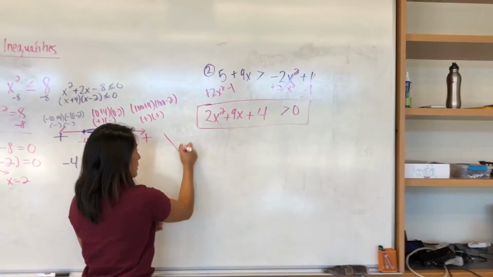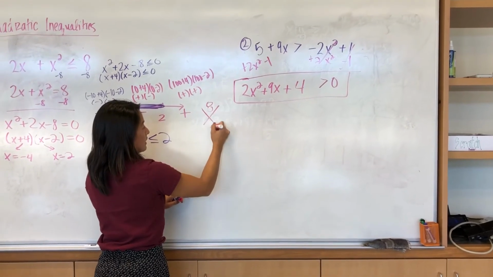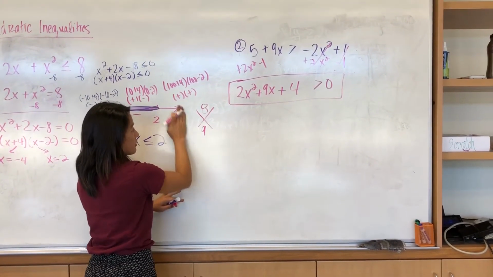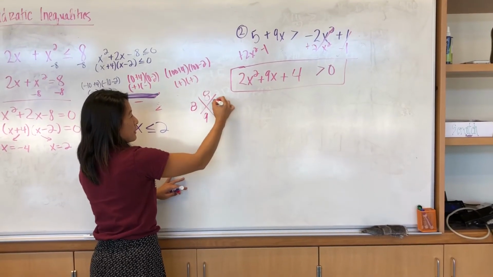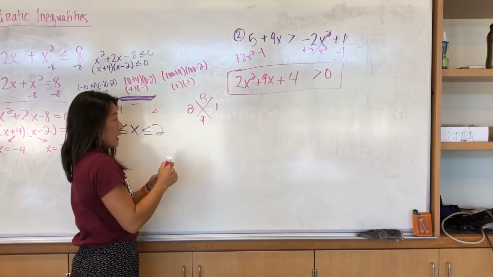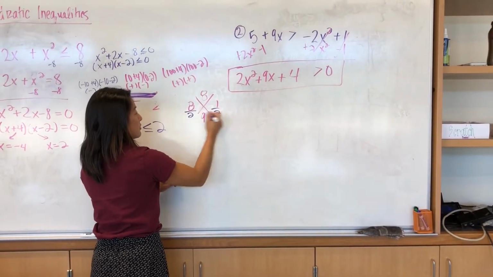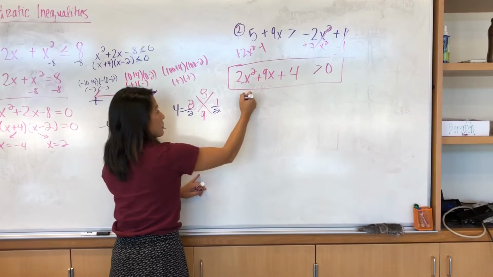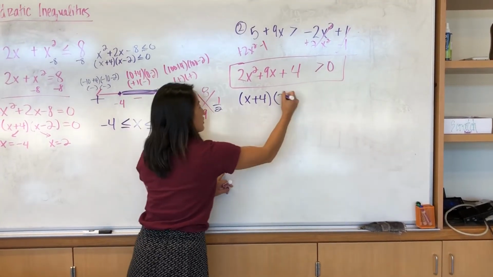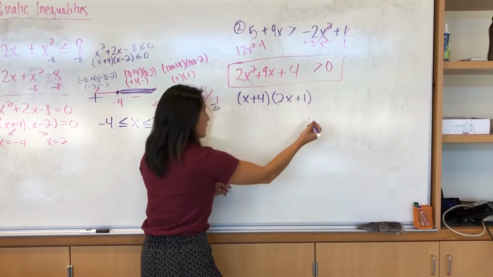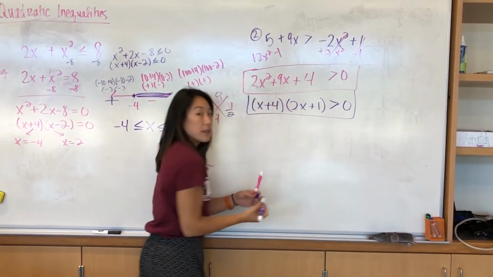Let's go ahead and factor this. A times C is 8. 9 on the bottom. So we get 8 times 1 gives me 8, adds to 9. And then remember, you have an A value, so divide by 2. This simplifies to 4. So we get x plus 4 times 2x plus 1 is greater than 0. Again, need this later. Okay?